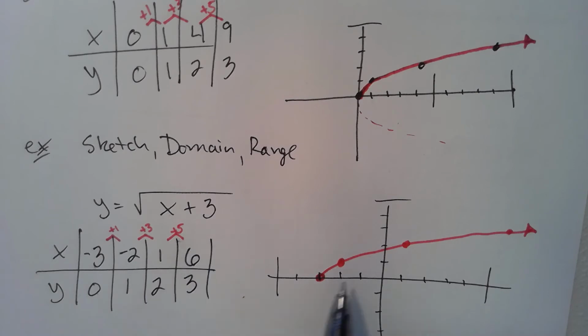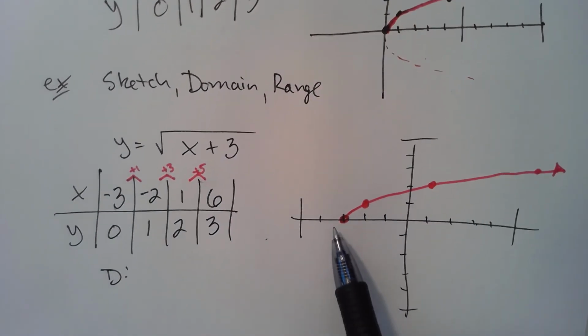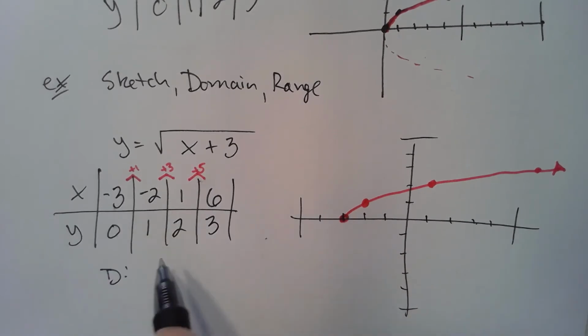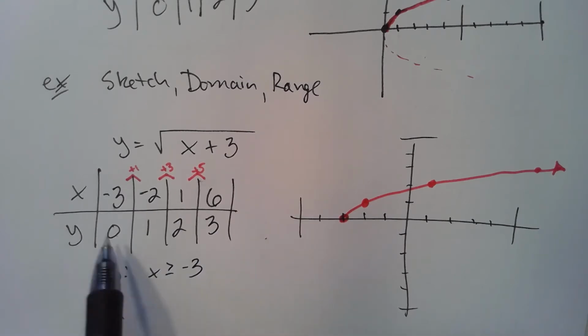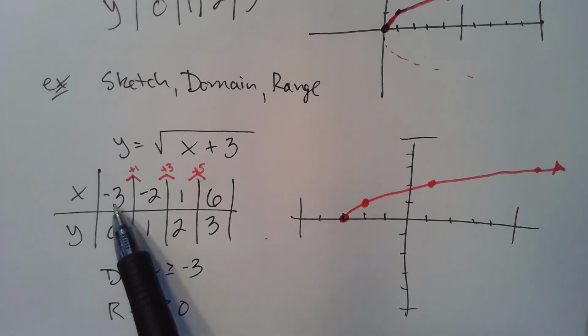So the domain for this one: our graph starts right here and it goes forever to the right. So it starts at -3 and x has to be greater than or equal to -3. And the range is based off of that one. It's got to be y is greater than or equal to 0. So this is where the domain starts, that is where the range starts.